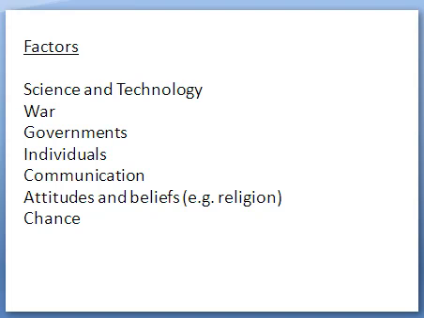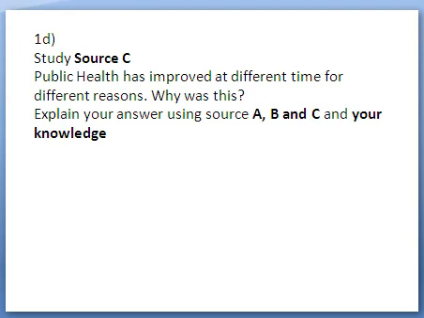Now, you can use any of those in a 1D question, and I guess the key skill is thinking about which ones are most effective. So this is our question again, just to remind you. We just need to think which one of those factors, or which 3 or 4 of those factors, would help us explain public health's improvement or public health decline at different times.